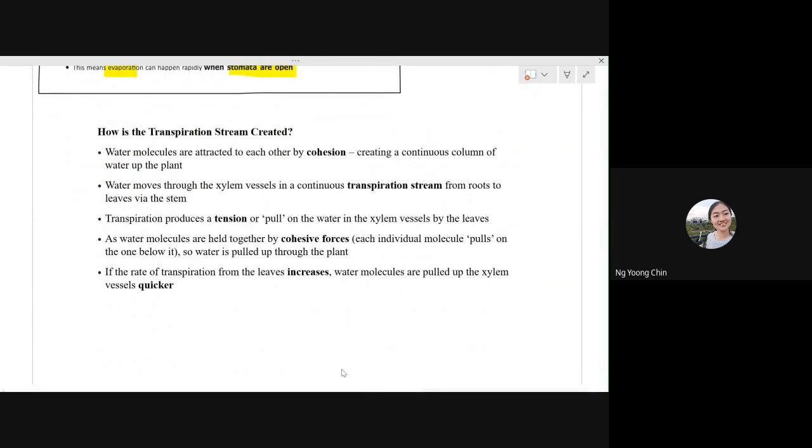Okay, so during the exam, you should write how the transpiration stream is created. You require help from the water molecules during the cohesion process, and water is moved through the xylem vessel in a continuous transpirational stream from the roots to the leaf by the stem. So this is how the water molecules are able to move from the roots to the stem until they get into the leaf. During transpiration, it will create a pulling force or tension, so it causes the water in the xylem vessel to get into the leaf.